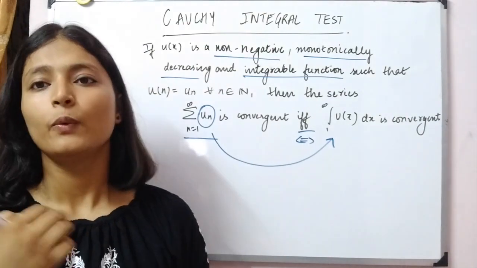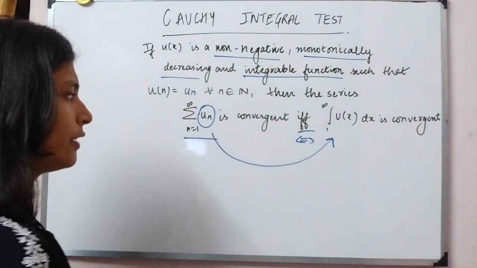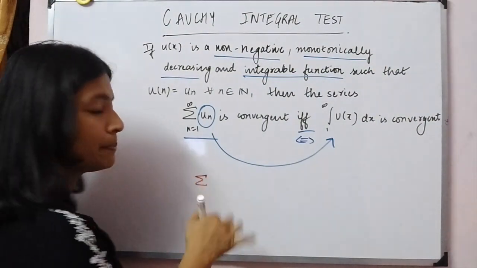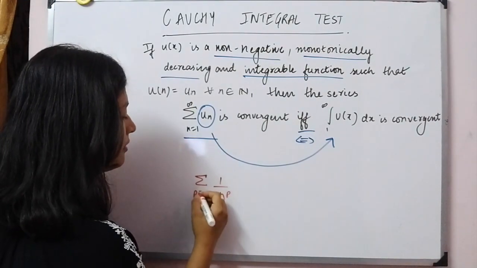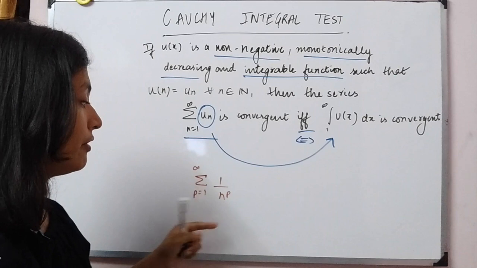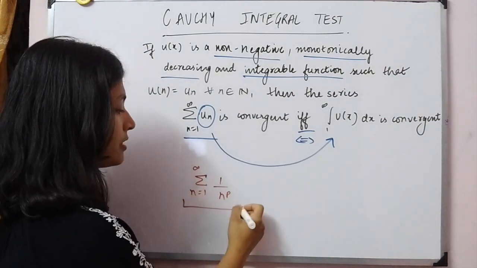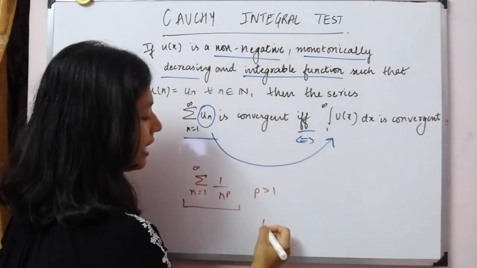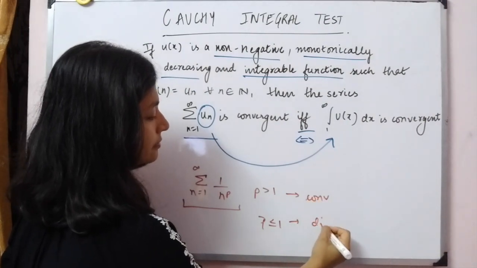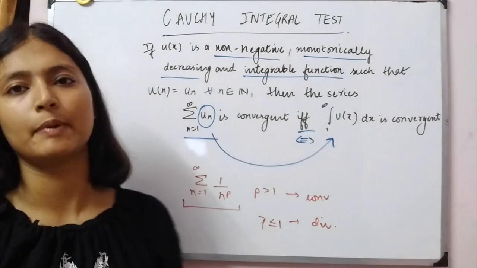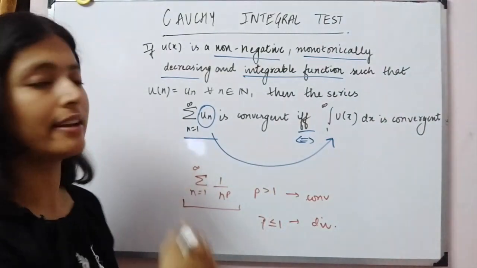Let's apply this with the help of some examples and understand its application. So the very easy example that we have also done in the P test in the previous video is 1 upon n raised to power p, n going from 1 to infinity. We know that this series converges only when p is greater than 1 and diverges in other cases. This can be easily verified with the help of this test. Let's see some of the more tricky examples and solve them.